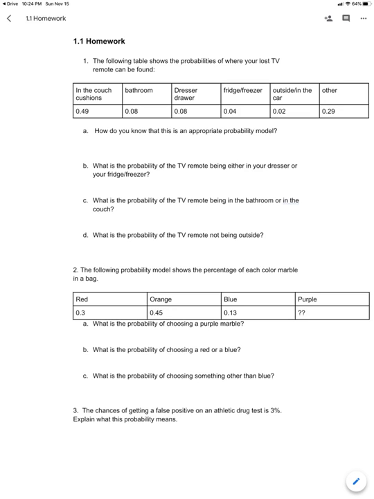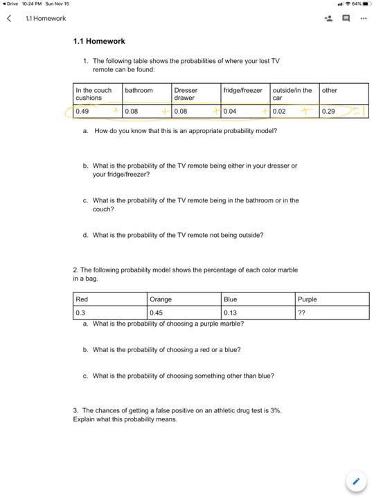So in 1A, it says, how do you know that this is an appropriate probability model? Well, many people miss this. The point is they all add up to 1. If you add everything that's in your data set here, they all add up to 1. That's how you know it's an appropriate probability model.